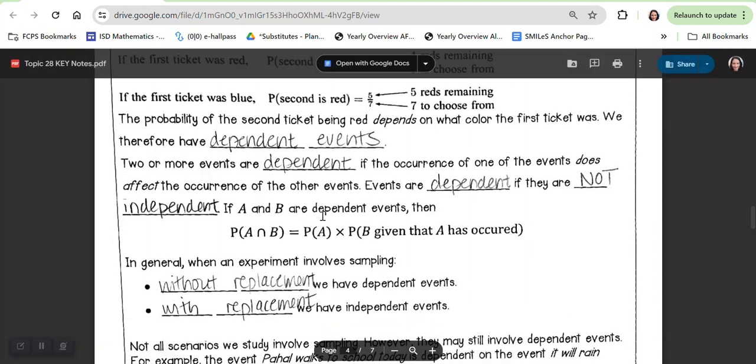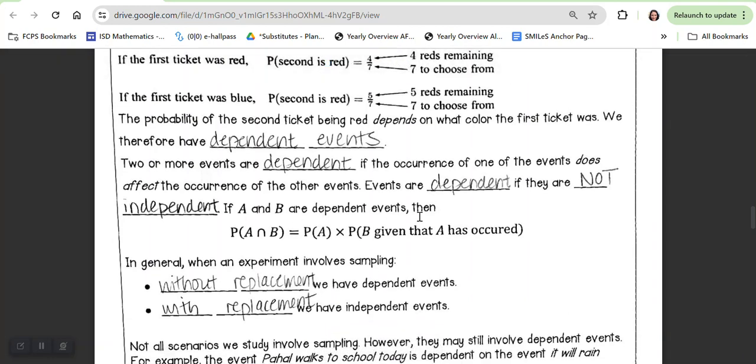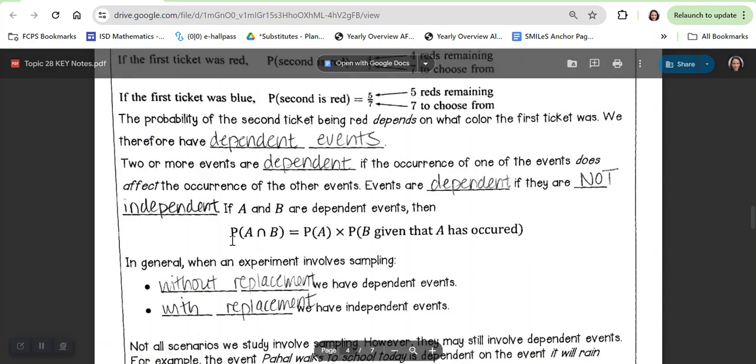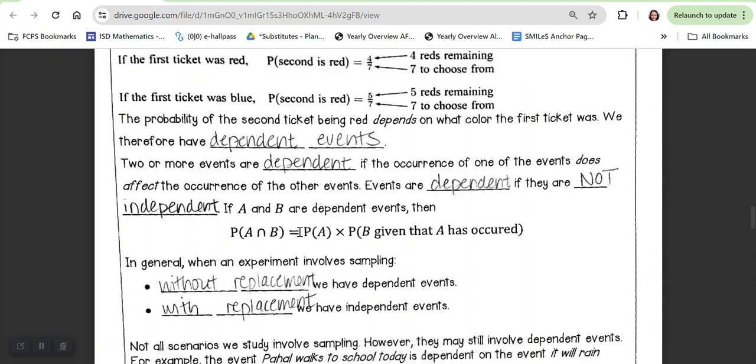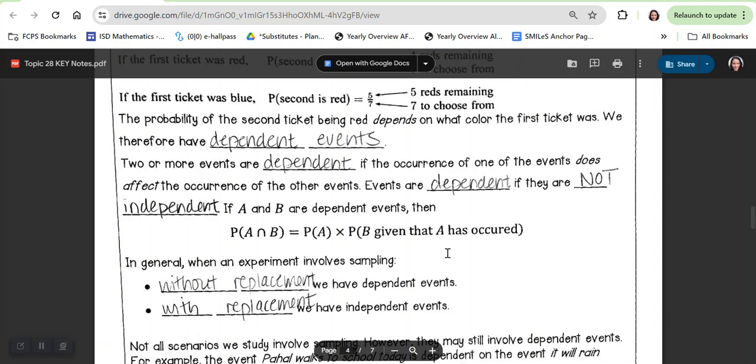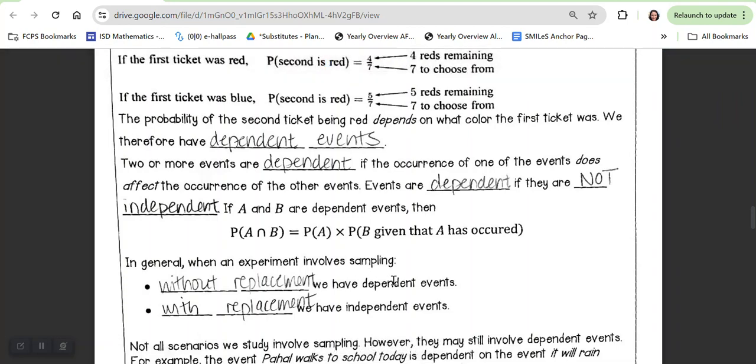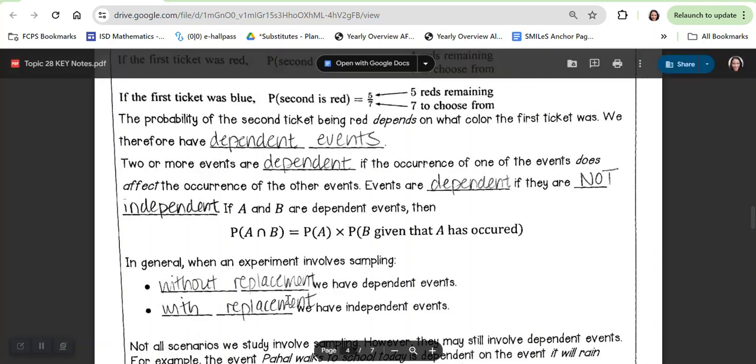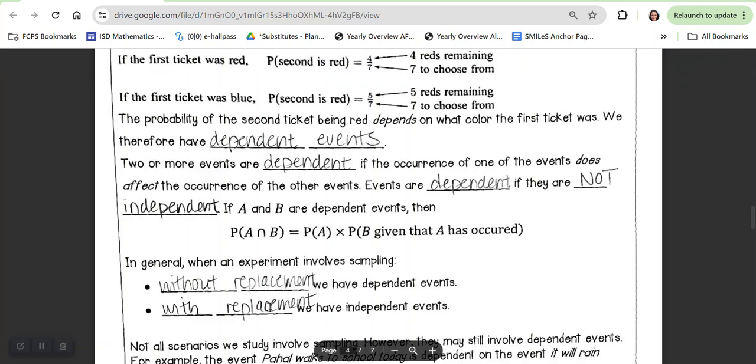If A and B are dependent events, then the probability of A and B happening is the probability of A happening times the probability that B happens given that A has occurred. So you have to figure out this new probability. In general, when an experiment involves sampling without replacement, then we have dependent events because you take something out. And if it has sampling with replacement, when you put it back in, it's just like every single time you do the experiment, it's kind of the same experiment.